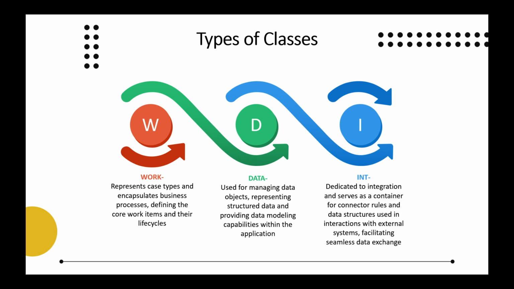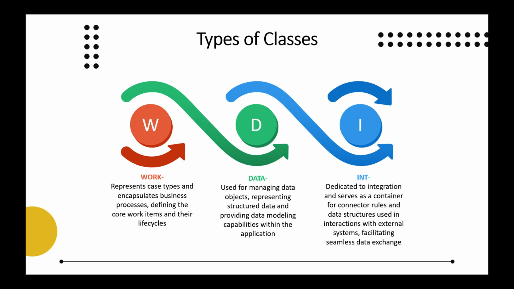Class types in Pega can be classified into three categories. 1. Work dash. 2. Data dash. 3. Int dash. We'll talk more on this in upcoming sections of the course.